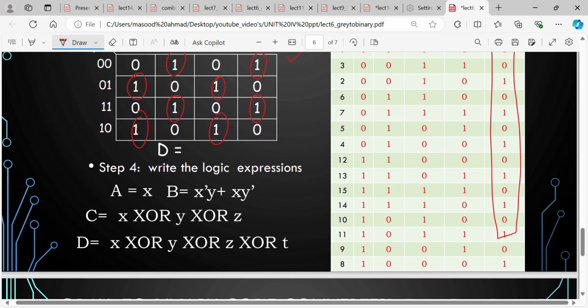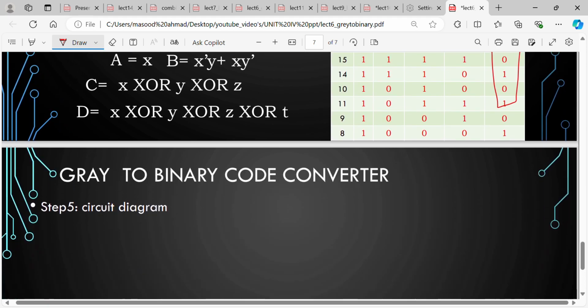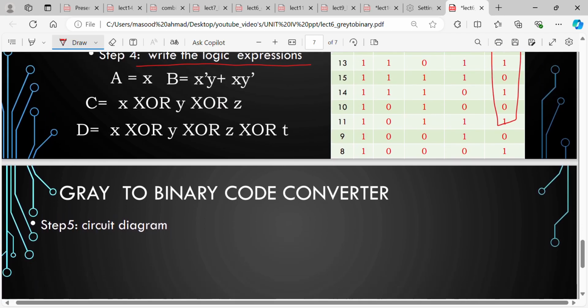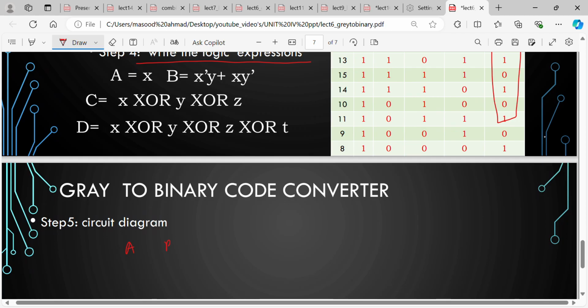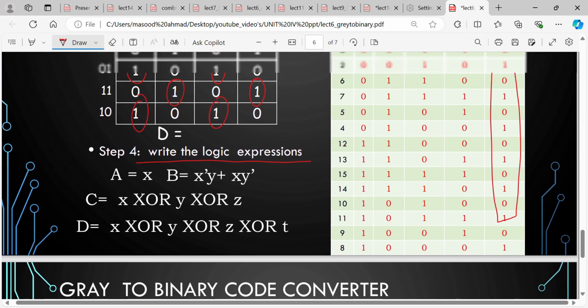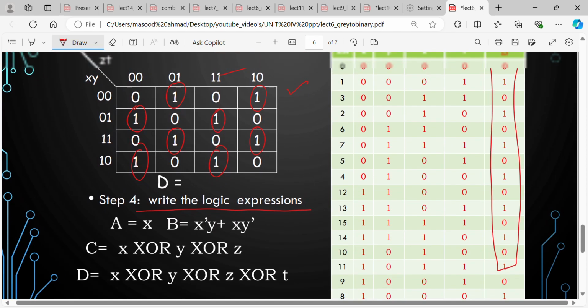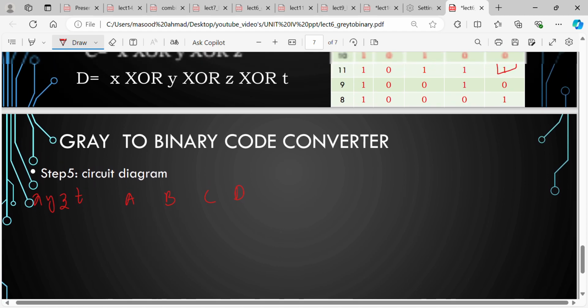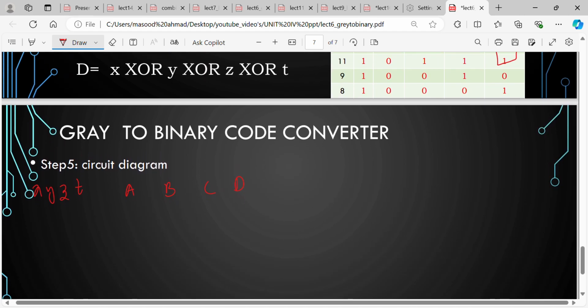So in step 4, we have got the logical expressions. Okay. Once we have the logical expressions, we need to draw the circuit diagram. So now what exactly do we need to do? What are the inputs we have? X, Y, Z, T. What are the outputs we have? A, B, C, D. So from X, Y, Z, T inputs, I need to get outputs A, B, C, D. What is A, what is B, what is C, what is D, we know.